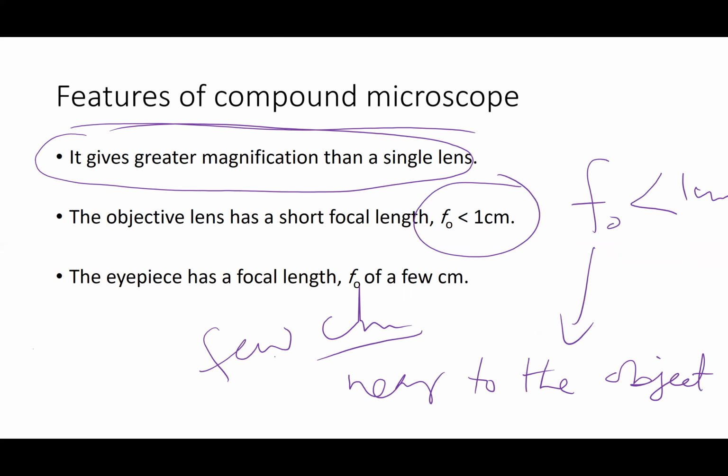These are the characteristics of a compound microscope. For higher magnification, we use a compound microscope. The objective lens must have a shorter focal length. The eyepiece lens has a greater focal length. The focal length of the objective lens is less than the focal length of the eyepiece.